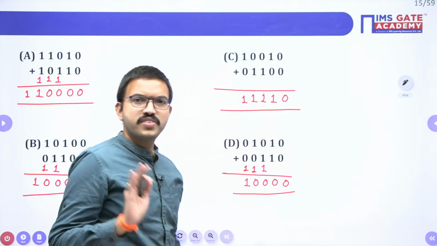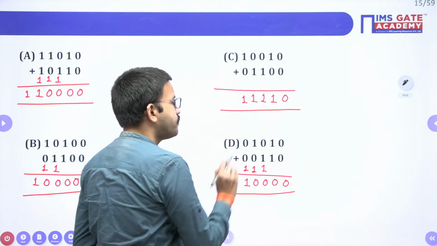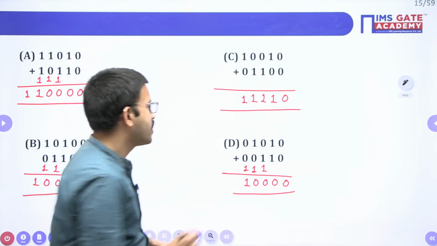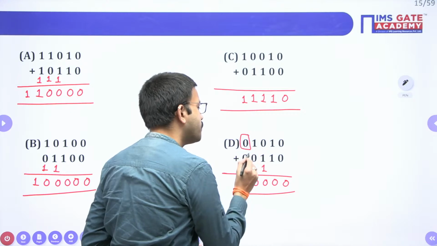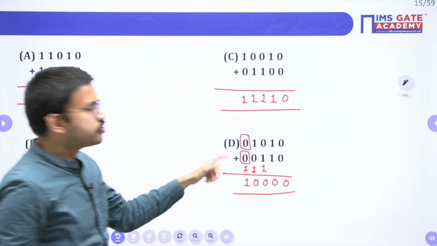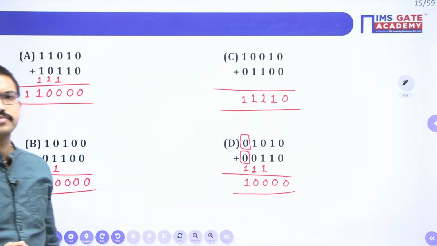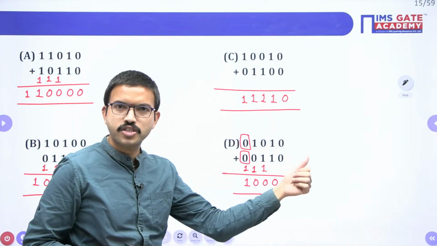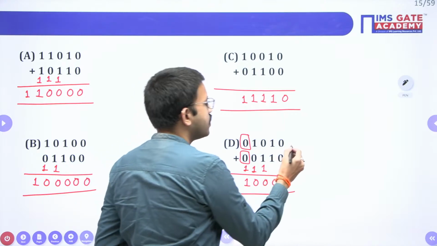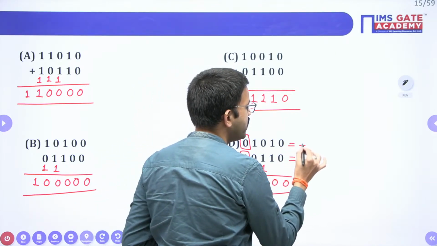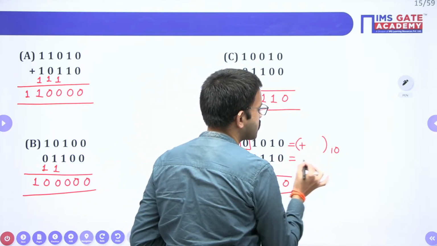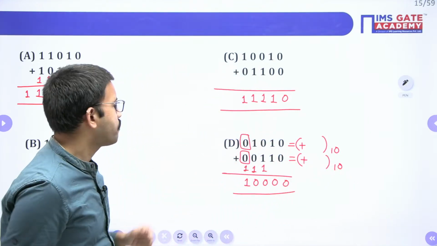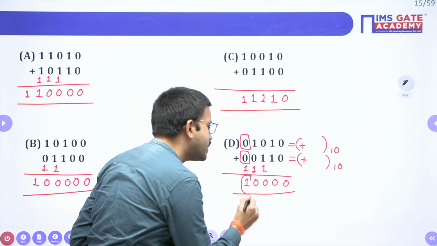Just tell me, here they have mentioned that these 2 numbers are represented in 2's complement form. Now just look at the sign bit and tell me whether these 2 are positive numbers or not. Obviously, because sign bit is 0, both are positive numbers. Now tell me, whenever you are adding 2 positive numbers, will you get the resultant value as negative?